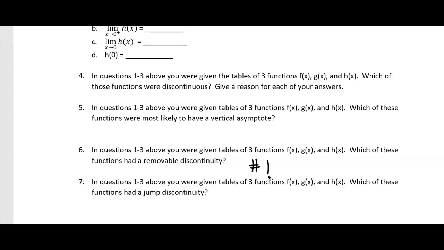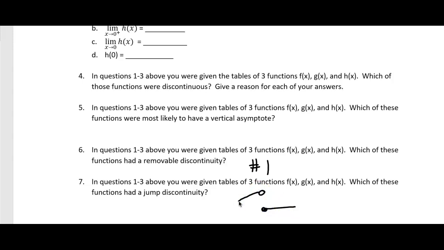All right, number 7. In questions 1 through 3 above, you were given tables of the functions f, g, and h. Which of these functions had a jump discontinuity? Well, other than the fact that we can now just know the answer by the process of elimination, it might be good to talk about how you can know it without elimination, because on the test, you're not going to have 3 tables like that. You're just going to have one, so you have to be able to recognize it. A jump discontinuity is one that looks like this.